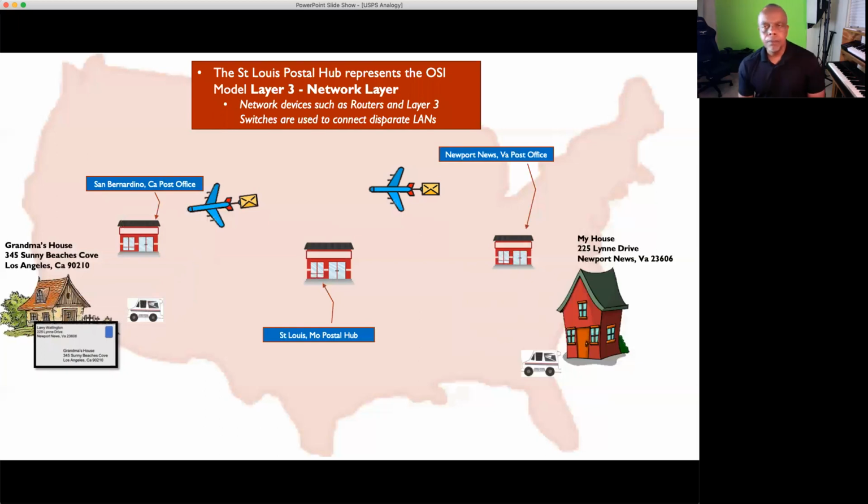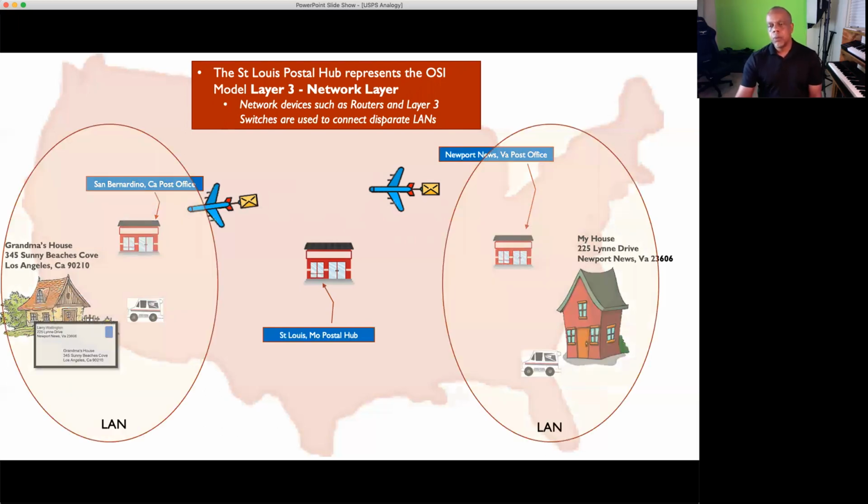Well, if you think about that St. Louis postal hub, it's operating as a layer 3 device, a switch, a router, or a layer 3 switch, because you can have both. Now, what that device is doing, it's actually routing or connecting disparate LANs. Here's what I mean. Look, if you look at what we've got, like I said, I've got my local area here that I'm used to mailing stuff back and forth. After Grandma moved, she is in this local area.